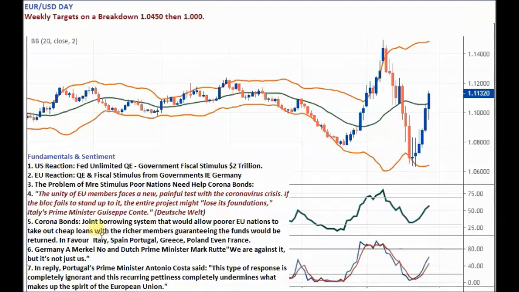Okay, what are they? They're a joint borrowing system that would allow poorer EU nations to take out cheap loans, with the richer members guaranteeing the funds would be repaid. So the richer nations will have to guarantee the poorer nations. Now, if we look at the United States, the states are united. The states of Europe are not united.